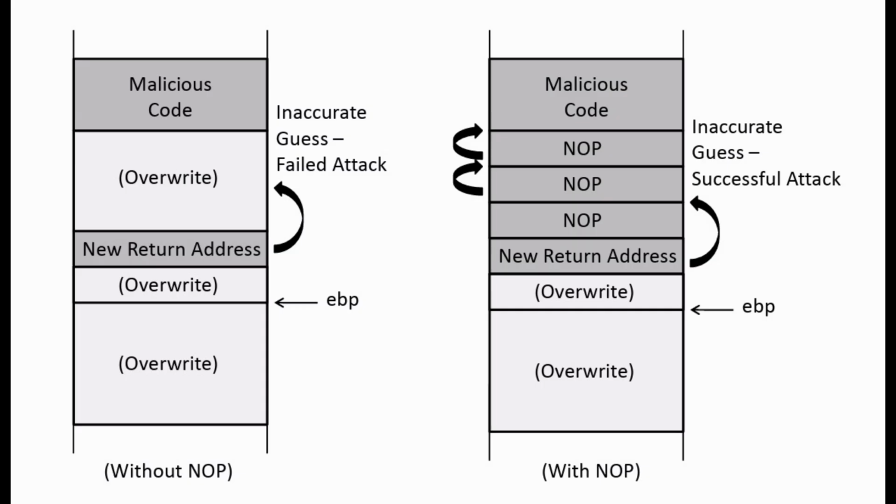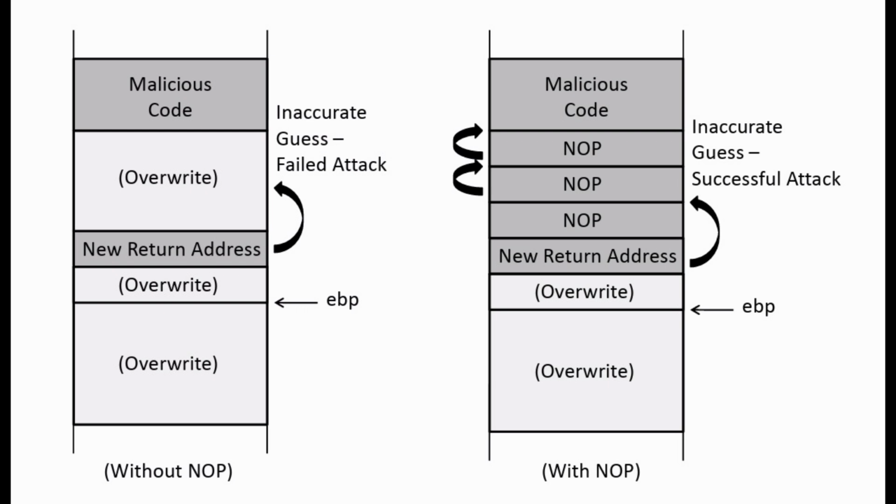This image illustrates the concept of using a no operation sled to improve the success rate of a buffer overflow attack. The left side image represents the attack without a no operation sled. In this, the attacker tries to overwrite the return address to point directly to the start of the malicious code. However, if the guessed address is slightly incorrect, the program may crash instead of executing the attack. The success rate is lower because even a small error in the return address can result in failure.